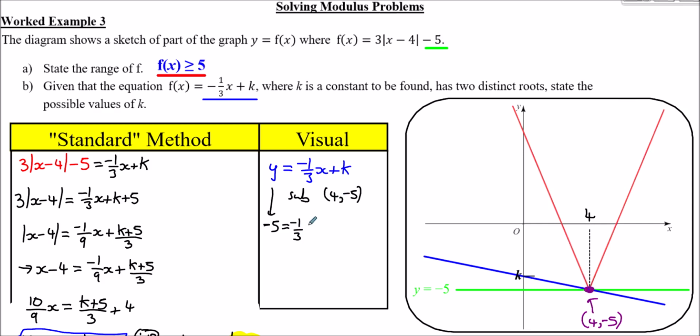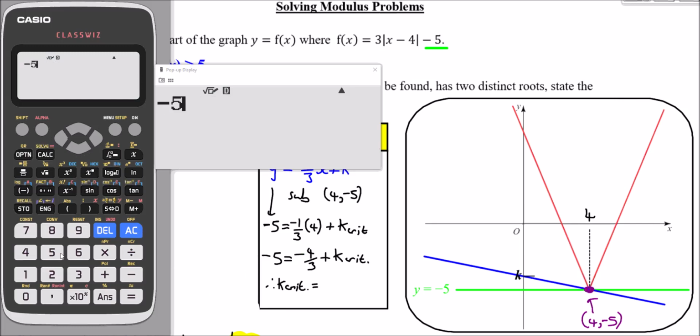So minus a third of 4 plus k. So I've got minus 5 equals minus 4 thirds plus k. In fact, I should say k critical, or k crit, to be lazy. So therefore, k crit, the critical value of k, is going to be minus 5 plus 4 thirds. So if we try this, minus 5 plus 4 over 3, hey presto, we get minus 11 over 3.